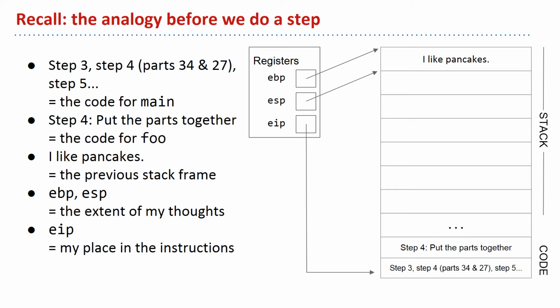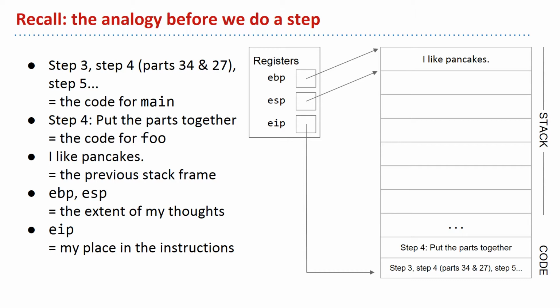So before we begin, let's remember the mappings between the analogy and the actual stack. In the analogy, we had the set of instructions, step 3, step 4, step 5. This corresponds to the code for main here. So this is like the main set of instructions. And then in the analogy, we had this definition of how do you put things together. You put one thing in your left hand, you put one thing in your right hand, and then you put them together. That corresponds to the code for foo here. So that's the secondary set of instructions.